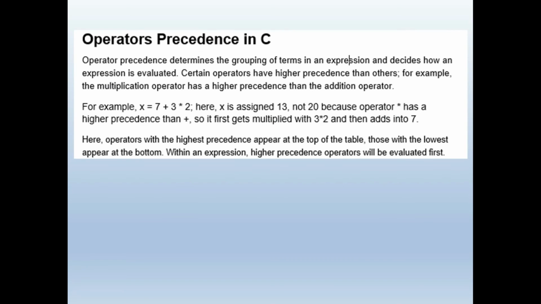Now operator precedence. Suppose we take this example. In mathematics you solve multiplication first and then go for adding the numbers. In the same way, in the C language we decide which operator should be executed first and then which operator next. The operators which are executed first have higher precedence. Here multiplication has higher precedence than addition, so multiplication will be performed first, then we go for addition.